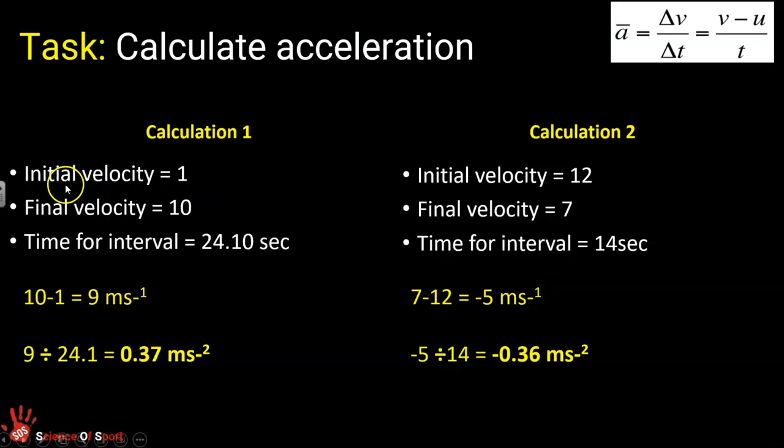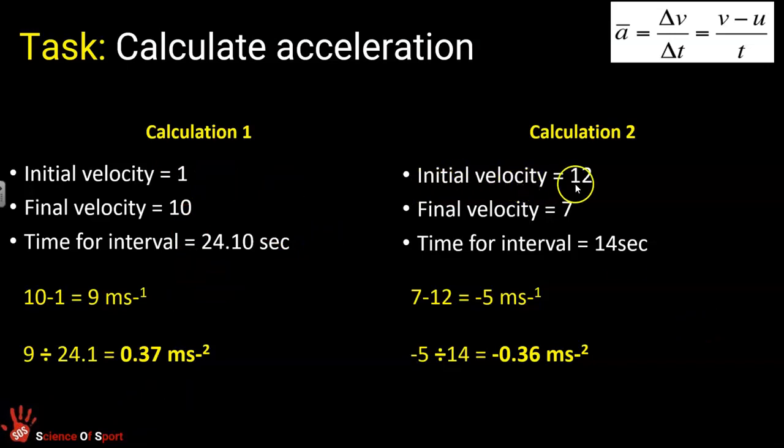If an object's initial velocity was 1, final velocity was 10, we do the sum 10 minus 1, final minus initial, and that gives us 9 meters per second on the top row. The time it took between those two velocity measures was 24.1 seconds. So what we're doing is 9 meters per second divided by 24.1 seconds, which gives us an acceleration of 0.37 meters per second squared. Similarly, so that is an acceleration.